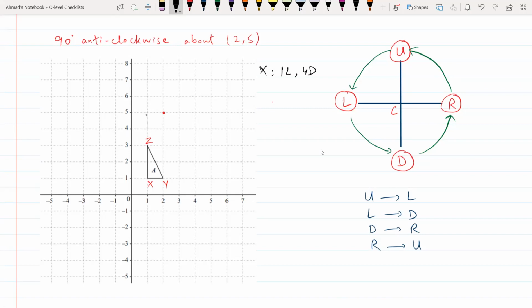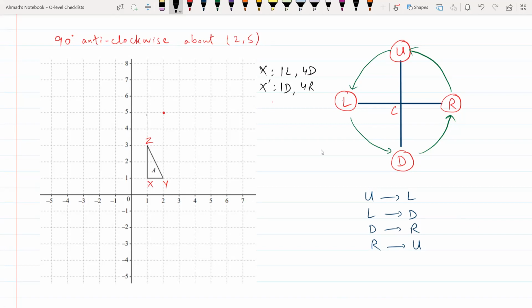अब देखिए, 90 degrees anti-clockwise rotation में क्या होएगा? Left कहाँ जाएगा? Left will go to down. Okay, X bar is going to be 1 down. Down कहाँ चला जाएगा? Anti-clockwise 90 degrees के अंदर. Down will go to right, so that's 4 right.